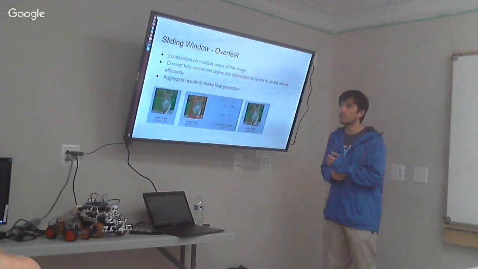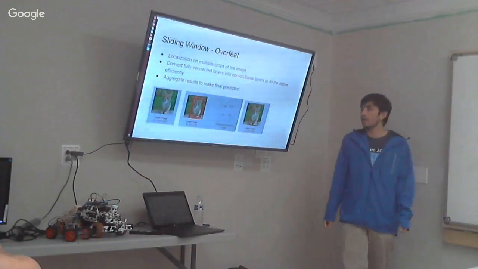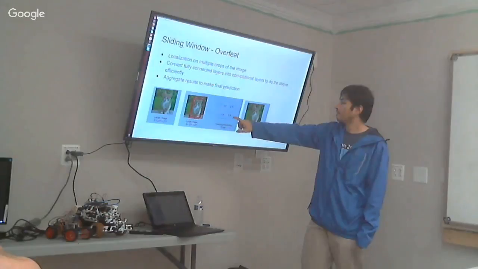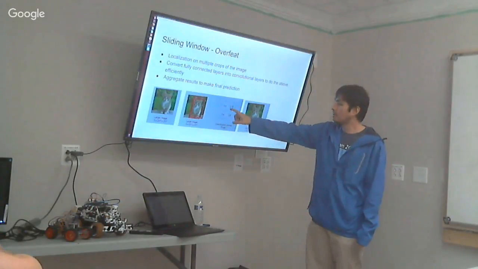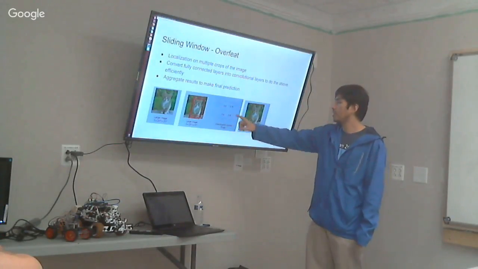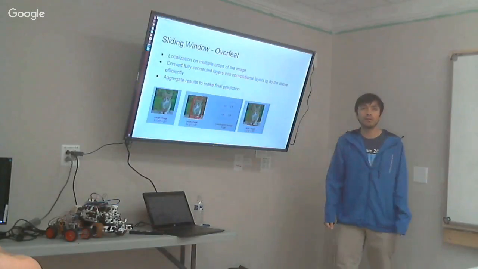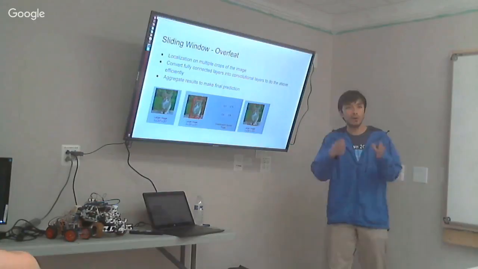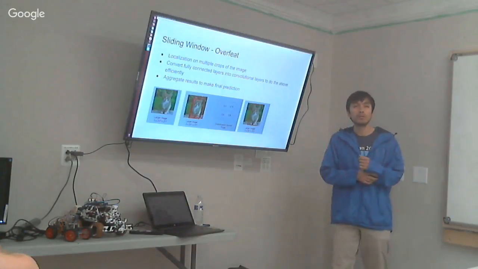So the overfeed algorithm was: you have an image, and then you divide it into 4 sub-images, and then you do localization on each of them. So when you say localization, it gives you the box within what you're localizing, just within the screen?